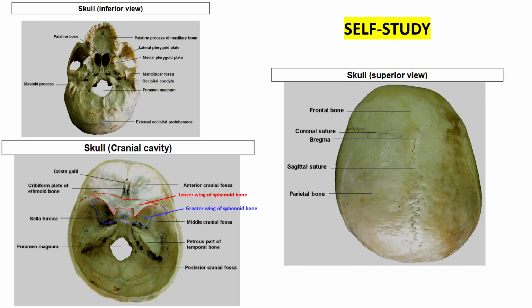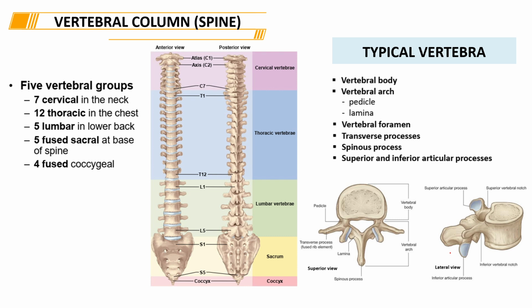Okay, next for the vertebral column. Your vertebral column or spine is composed of 5 vertebral groups: 7 cervical bones, 12 thoracic bones, 5 lumbar, 5 fused sacral, and 4 fused coccygeal. So these are your spine.